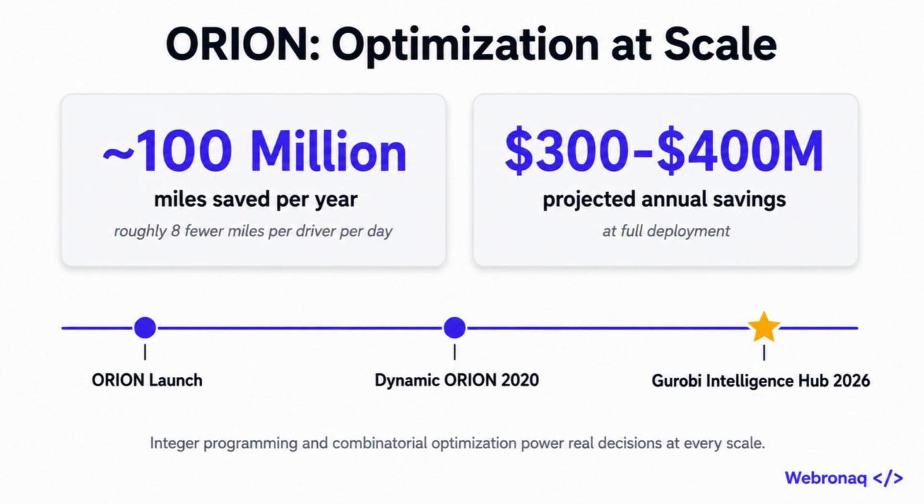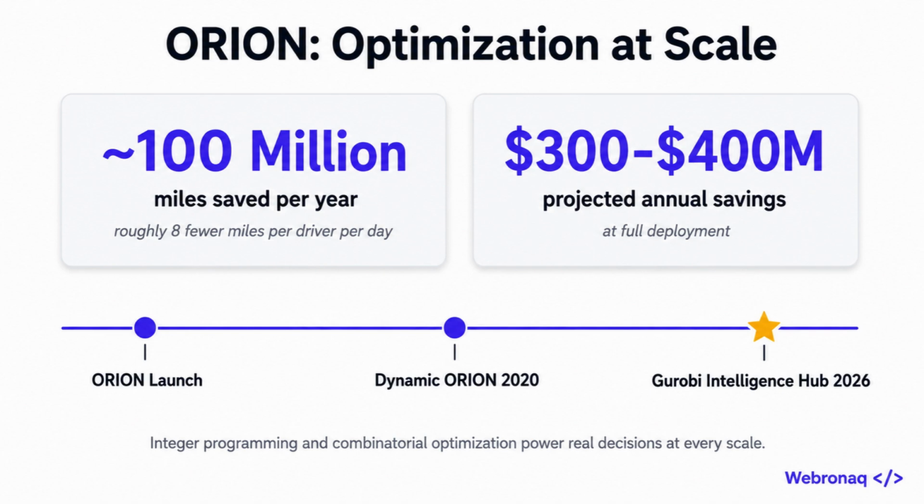Now here is where everything clicks into place. UPS operates tens of thousands of drivers delivering millions of packages every day. Building those routes by hand would be impossible. So UPS built ORION, which stands for On-Road Integrated Optimization and Navigation. ORION applies integer programming and combinatorial optimization to plan every driver's route before the day even starts.